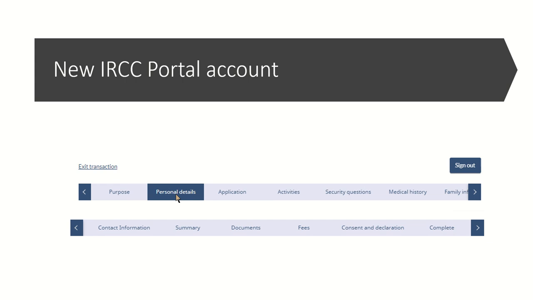For example, personal details, it's going to ask your name, address, this and that, and then the questions about your applications, activities, your itinerary, security questions in case you forgot your password, medical history, family information. Like I've said, you have to complete this, contact information, summary, and documents.